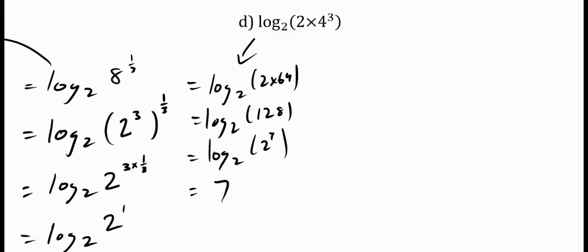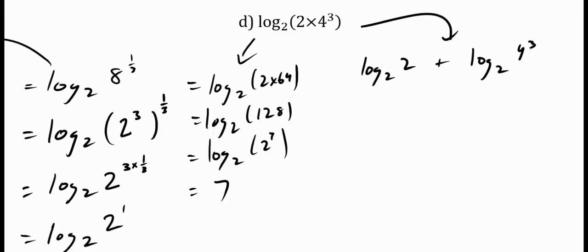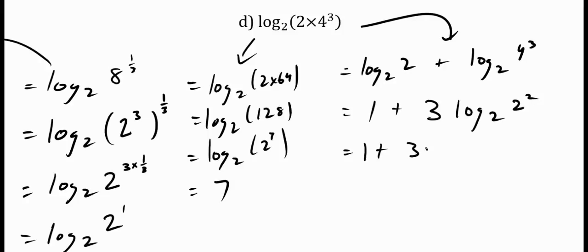Keep the number smaller. So another way you could do this is you could use the product law and get log base 2 of 2 plus log base 2 of 4 cubed, which is 1, plus 3 times log base 2 of 4, which is 2 squared, which is 1 plus 3 times 2, so 1 plus 6, which is 7.